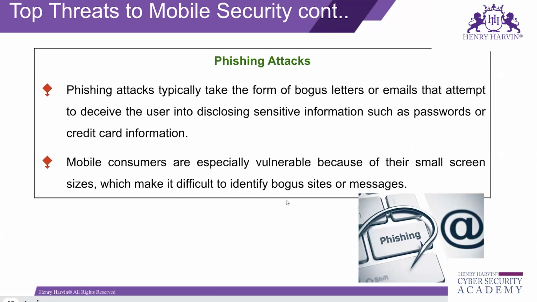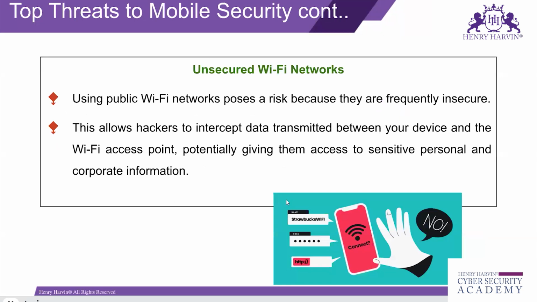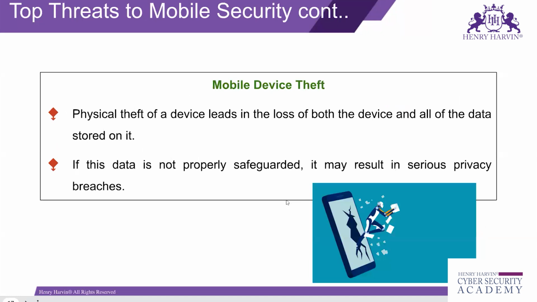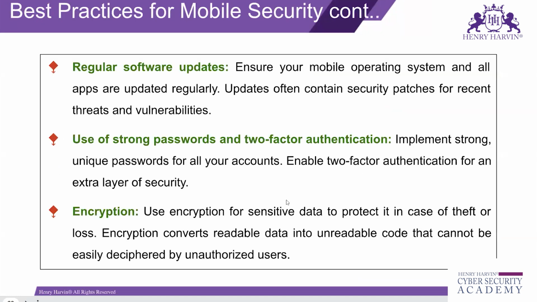Phishing attacks mean we are convincing the person to click on the mail, and then we get access to that computer. Unsecured wireless network: any network, if it is not secure, any kind of access can happen. Mobile device theft can happen.